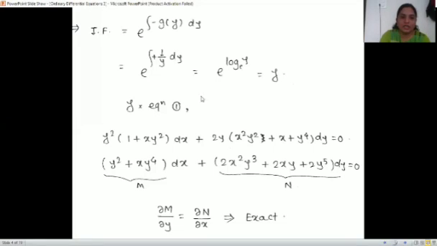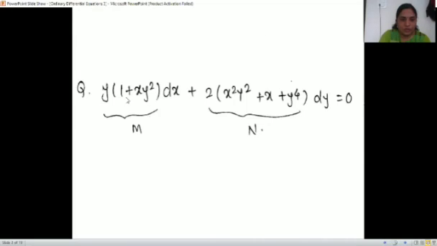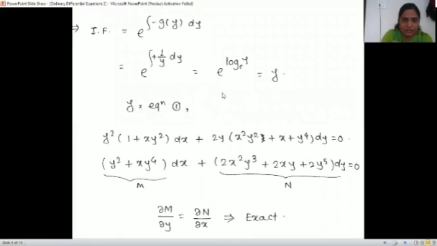Right? So we know how to integrate the given equation. Then the equation is in Mdx plus Ndy. So we have to multiply the given equation by the integrating factor, and the integrating factor is y. So multiplying the equation by y, we get this. And after multiplying by this integrating factor, the equation becomes exact.